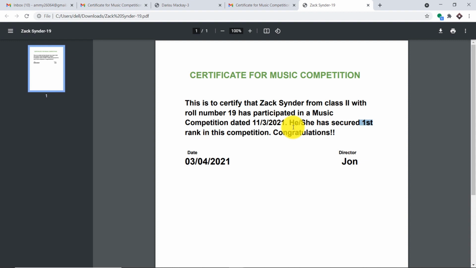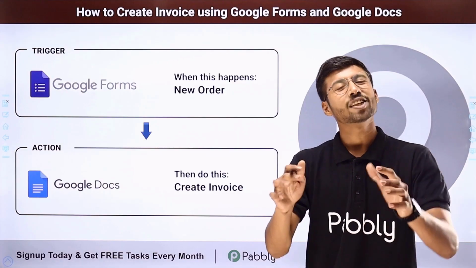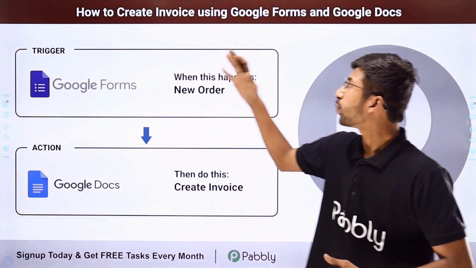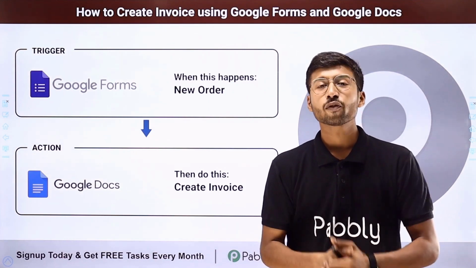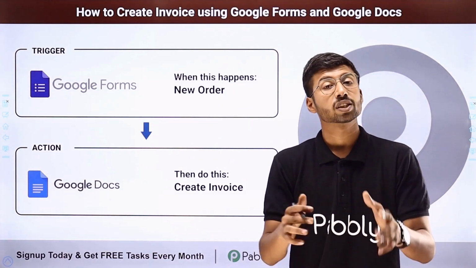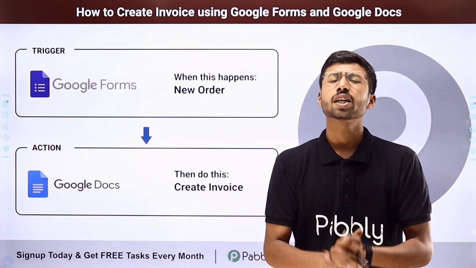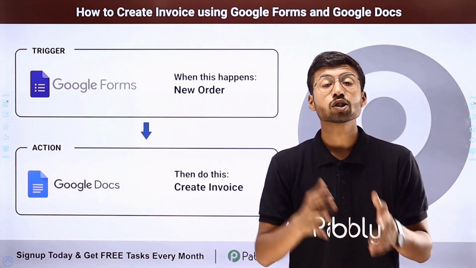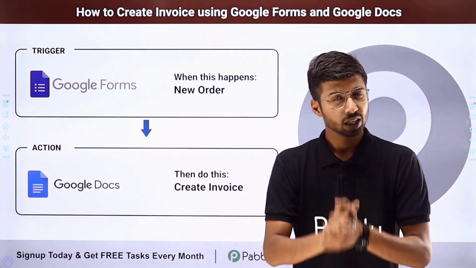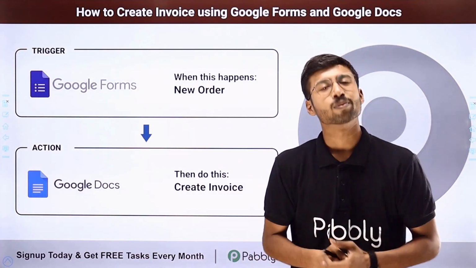We have successfully integrated Google Sheets, Google Docs, and Gmail with the help of Pabbly Connect. So in this video, we will learn how to create an invoice using Google Forms and Google Docs. Now suppose, guys, you have created an online order form using Google Form, and whenever a customer fills the form and places a new order, you want to create an invoice of the same order automatically. So guys, using Pabbly Connect, you can set up this automation.